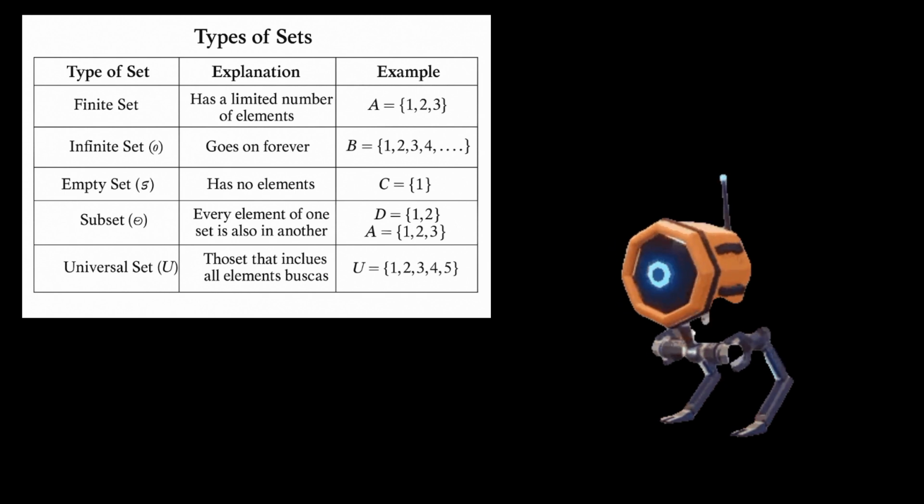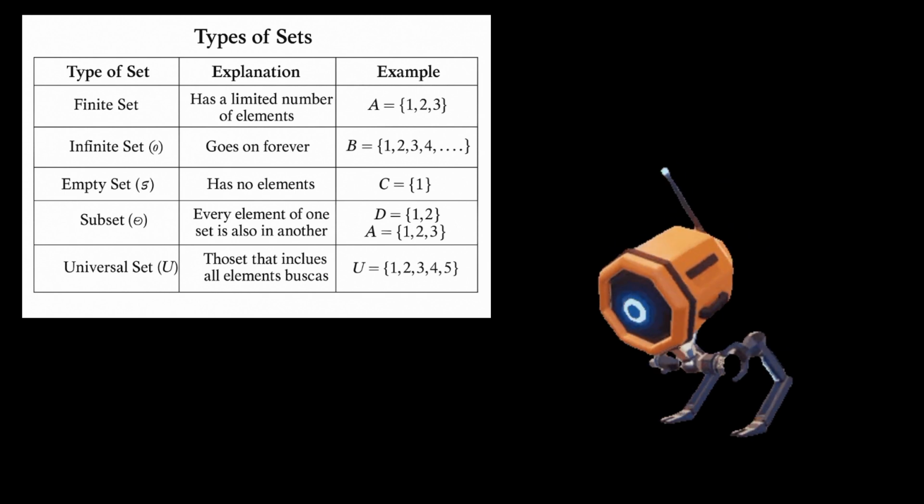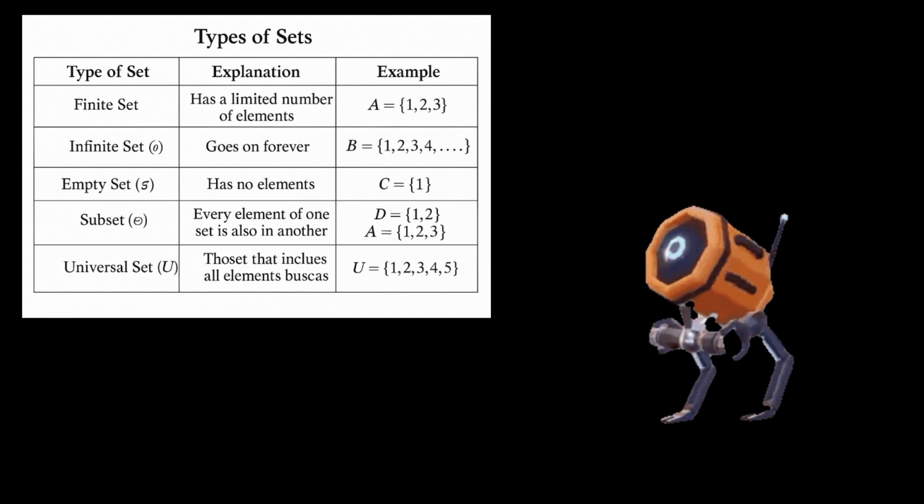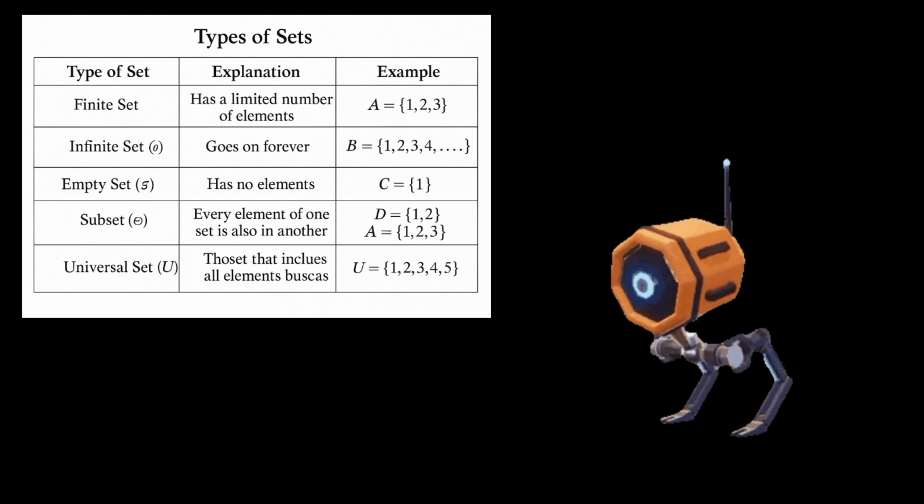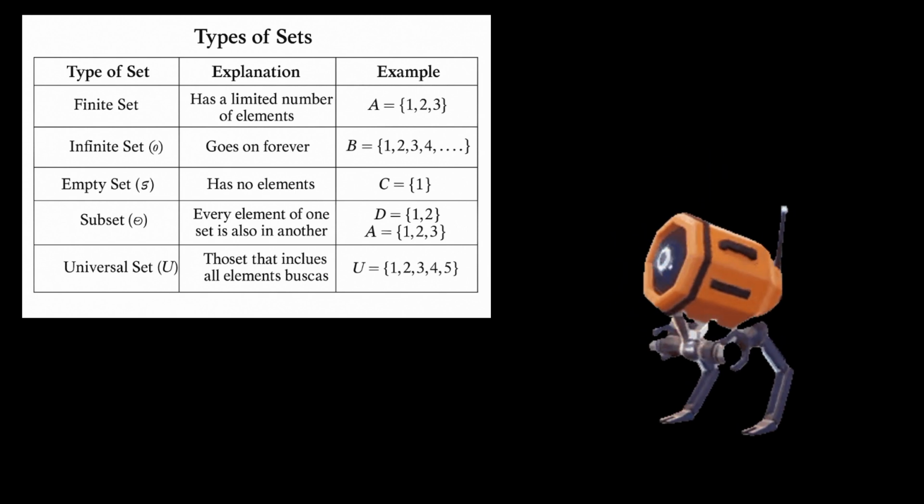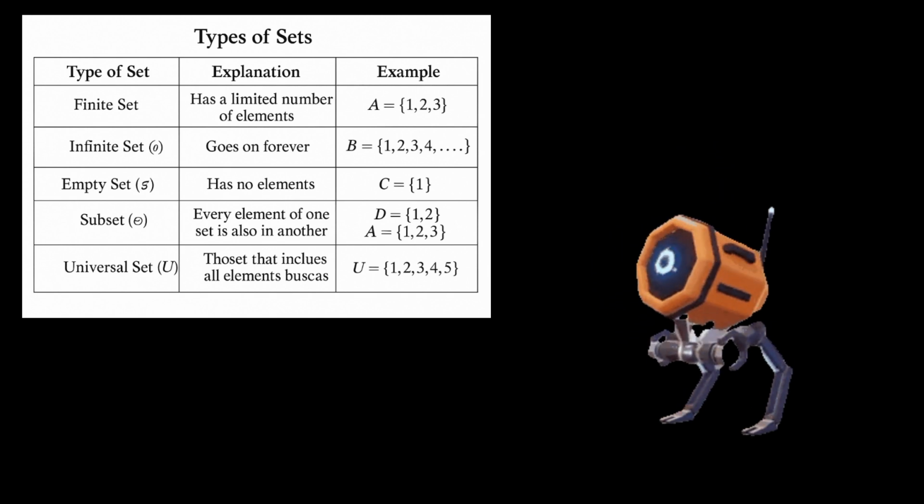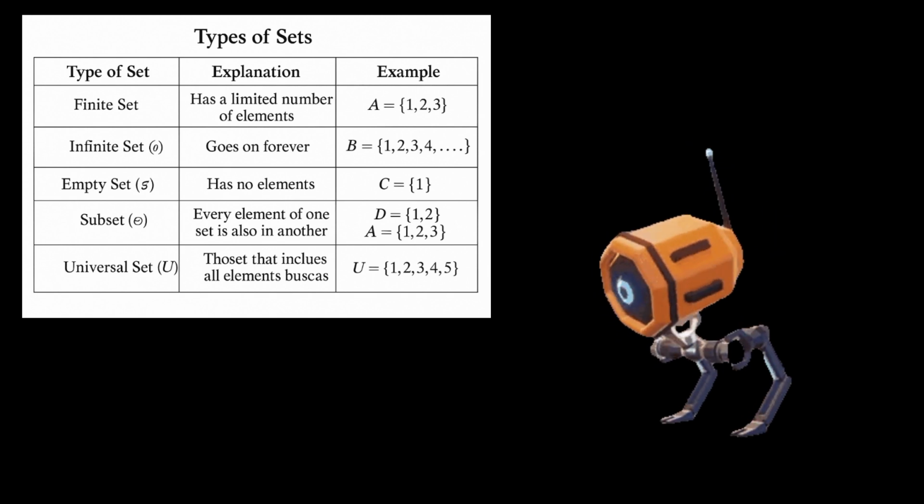Third, let's discuss the empty set, also called the null set. This is a very special type of set because it contains no elements at all. It is written as an empty pair of curly brackets, like this, { }, or sometimes with the Greek letter phi, written as ∅.